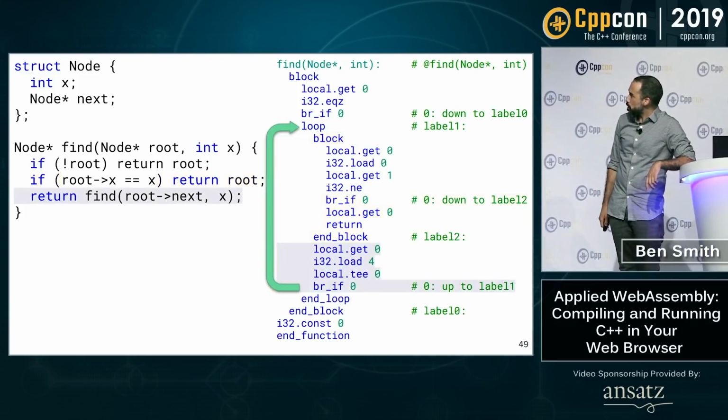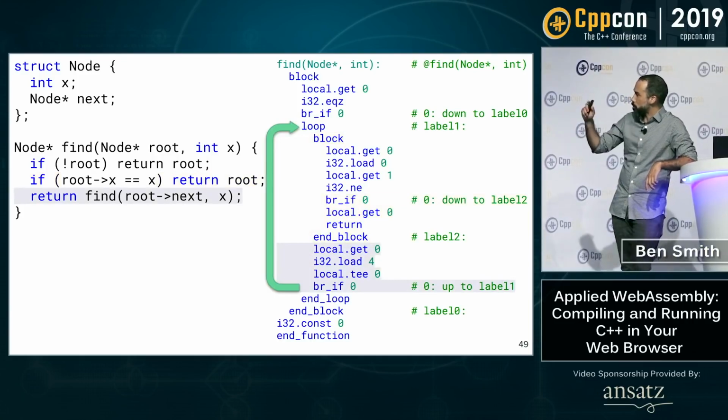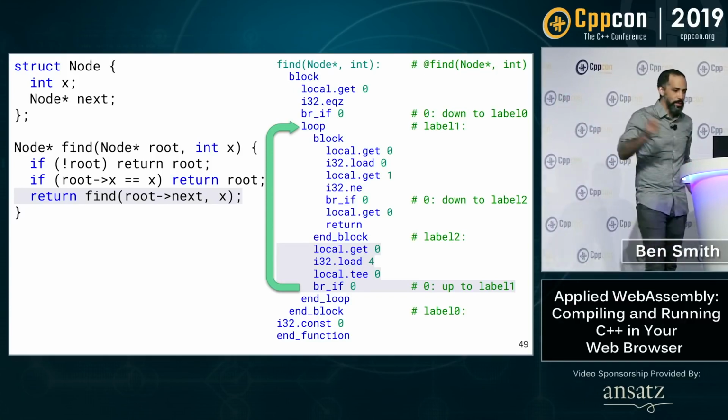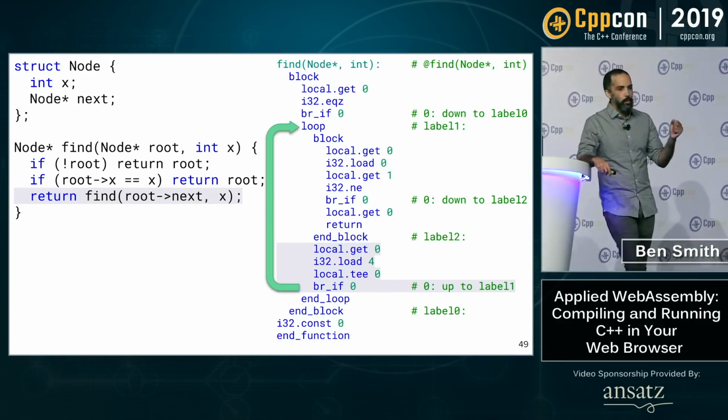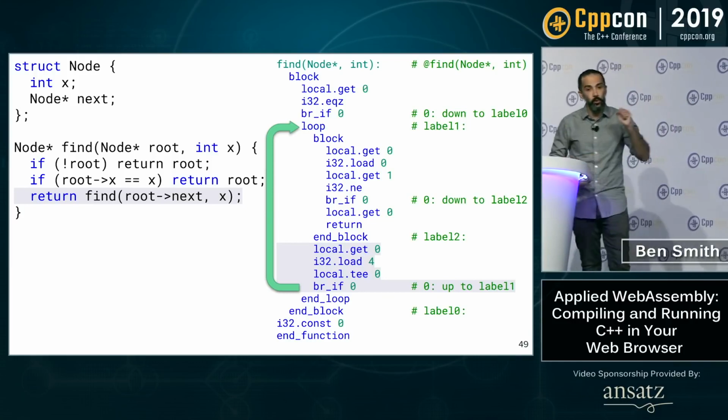And then finally, like I said, we have this recursive call here. Local.get and then i32.load 4 is actually reading the next pointer. You can see because ints are 4 bytes. That's because WebAssembly is a 32-bit machine. And then we have something a little bit weird here. That's the local.tee. Local.tee is an instruction that allows you to set a value in a local and also leave it on the stack. So it's just a nice way to be able to use the stack more efficiently, but also set a local value.